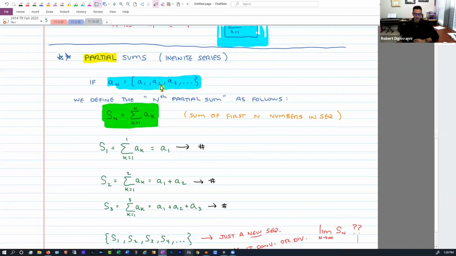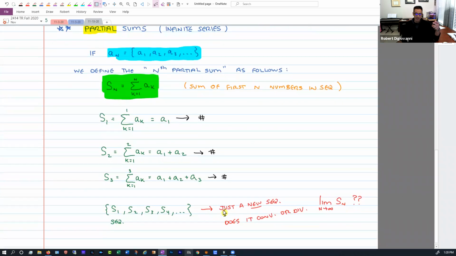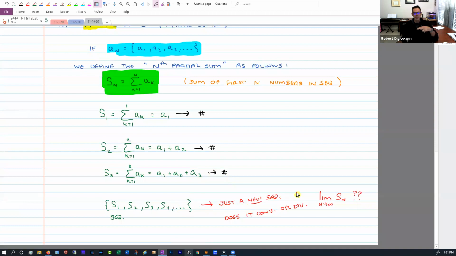We start with a sequence, then we start talking about these partial sums. Those partial sums create a new sequence. And now we're asking if that new sequence converges or diverges. All right.